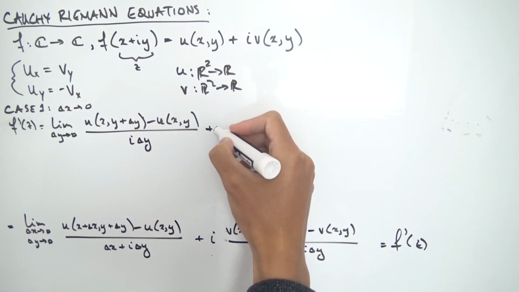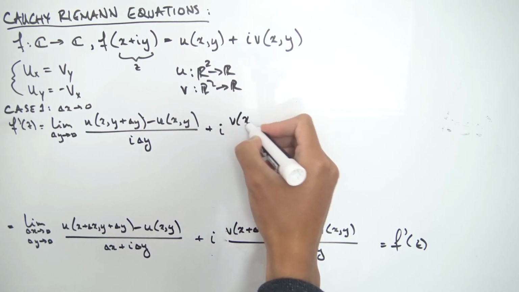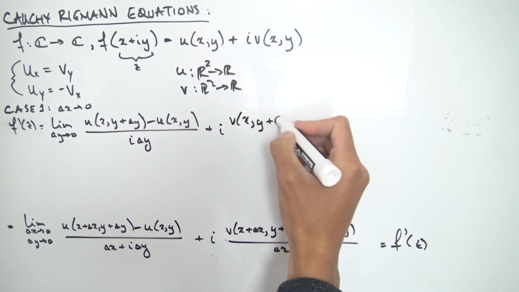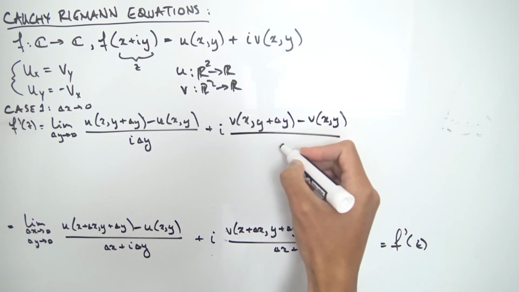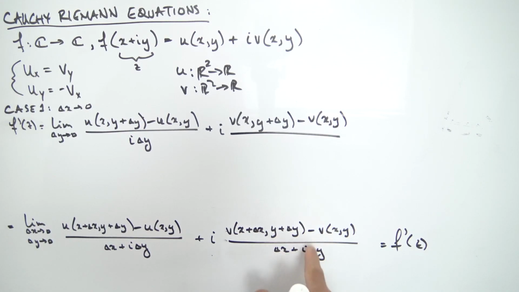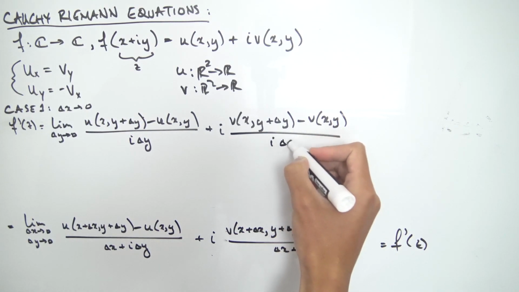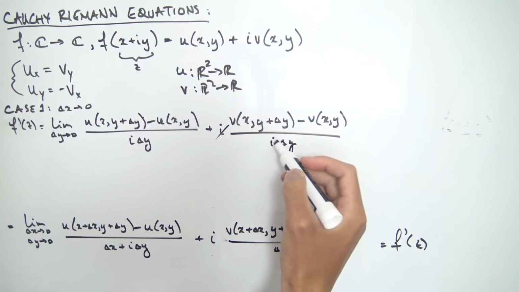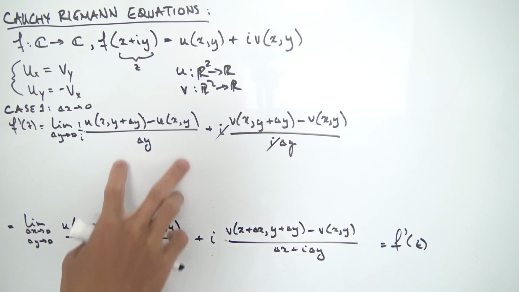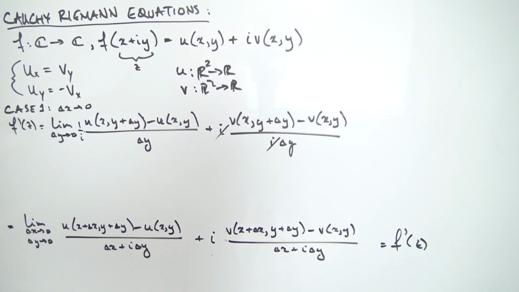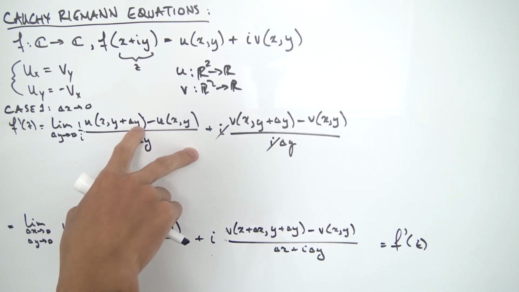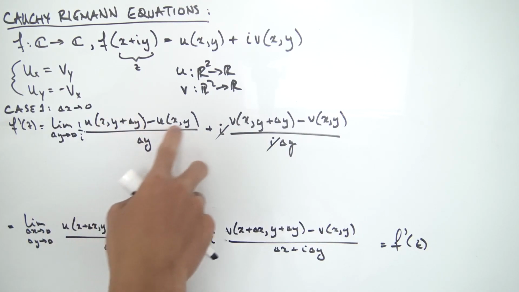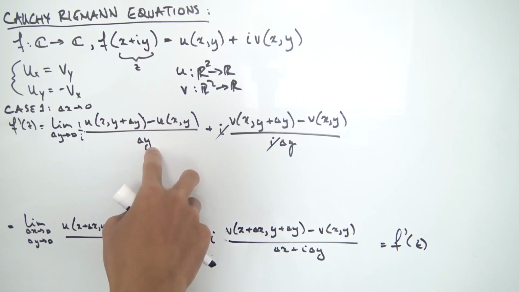We're going to get plus i times v of x comma y plus delta y minus v of x comma y, divided by, now delta x is 0, we're left with i times delta y. The nice thing is these i's will cancel each other out. And notice, what do these fractions represent? They actually represent the partial derivatives of u with respect to y and v with respect to y. Because we're only seeing what happens to our output as our y varies by a little bit.